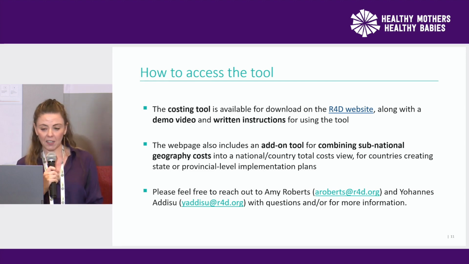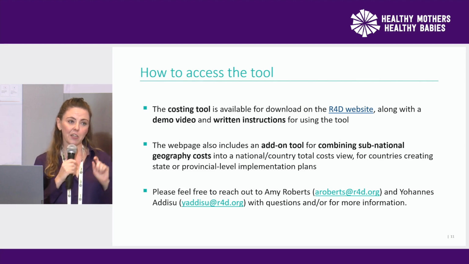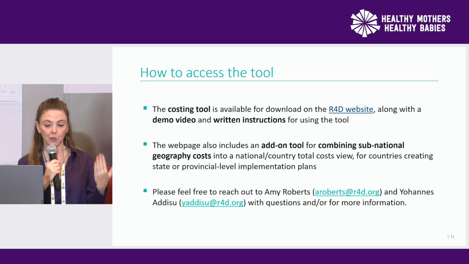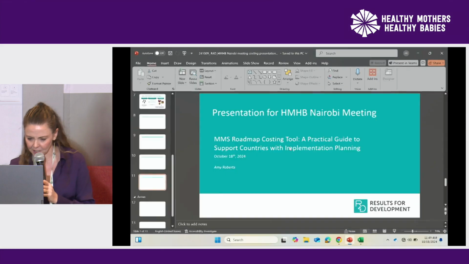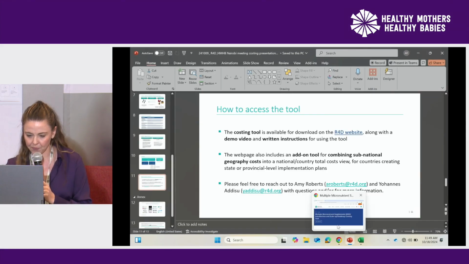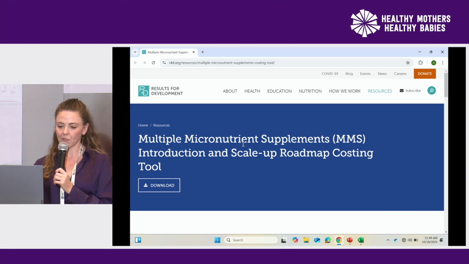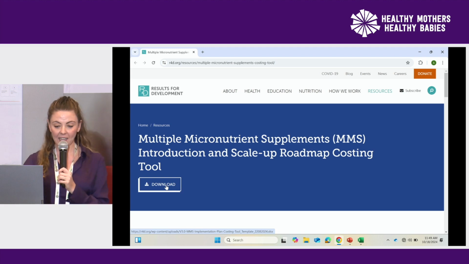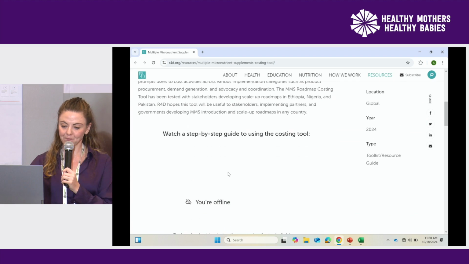So you can find the costing tool on the R4D website. It is linked in the presentation. I think you can also Google MMS costing tool R4D, and it will take you to a specific web page. I can actually show that right now. So we have a page on our website that features the tool. You can download it right at the top of the page. And then we've also provided some explanation.